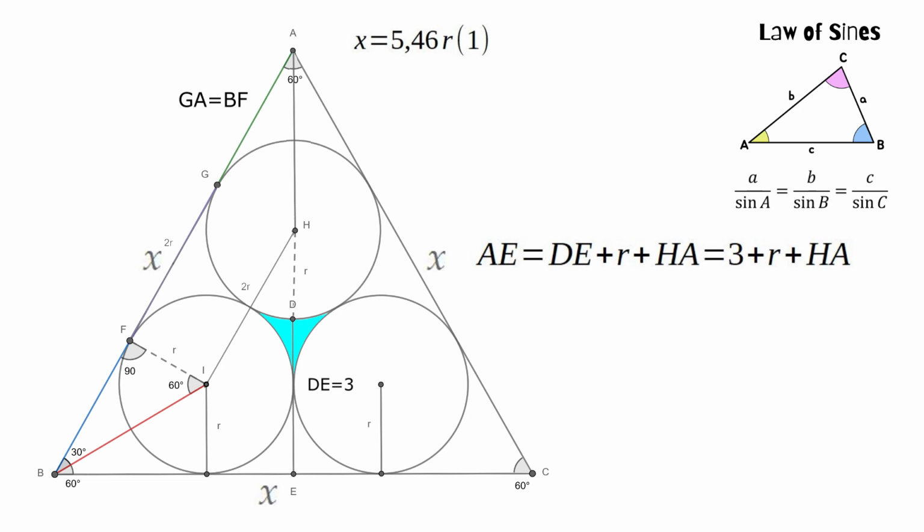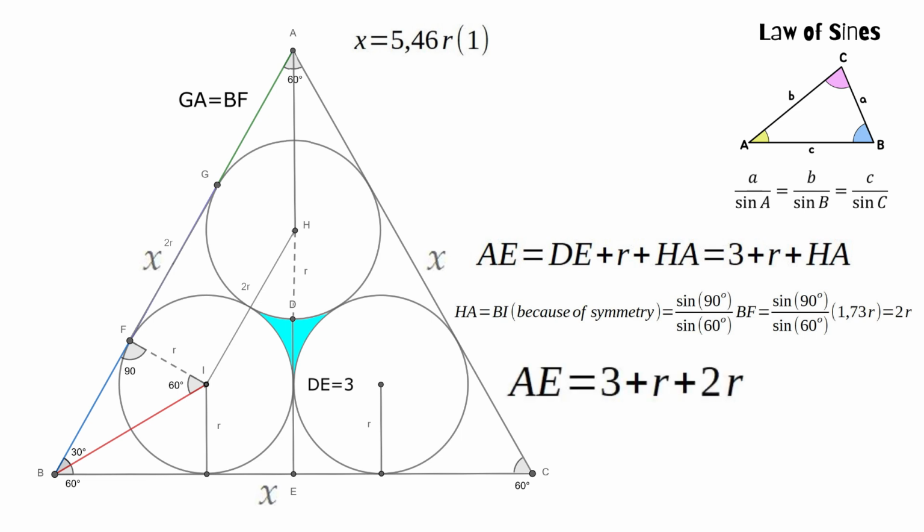Now let's put HA in terms of r. Using the law of sines again, we have HA over sine of 90 equals GA over sine of 60, which is HA equals sine of 90 over sine of 60 times 1.73r equals 2r. So this entire line segment, AE, is equal to 3 plus r plus 2r equals 3r plus 3.